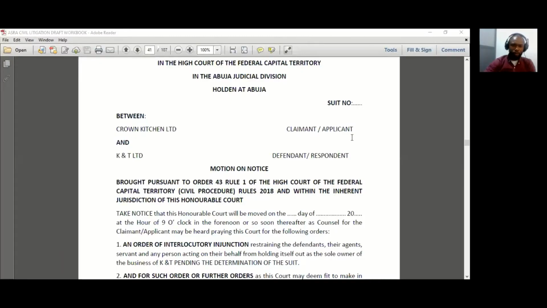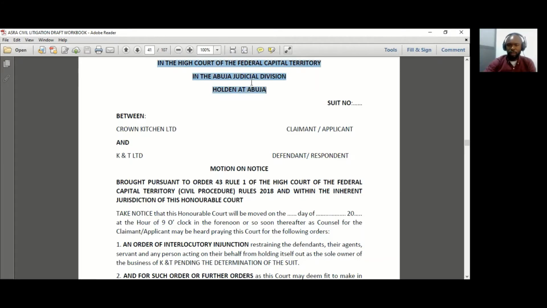We learned about drafting of motions. So of course, this could be a motion on notice or a motion ex parte. Now, the first thing in your draft is the heading of the court. All right, so here we see in the High Court, Judicial Division holding at Abuja.